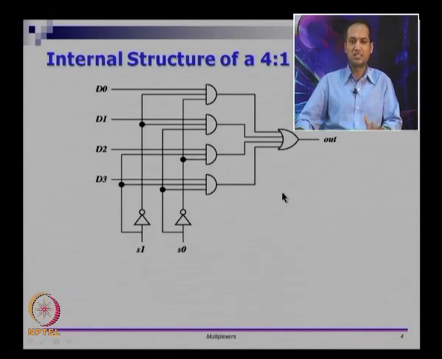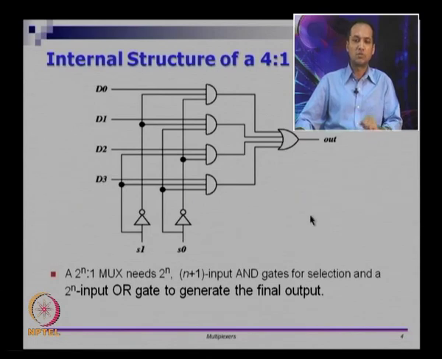One thing this circuit has is a remarkable, uncanny resemblance to the decoder that we saw earlier. We will come to that in a little while. A 2 power n to 1 mux needs 2 power n AND gates, each with n plus 1 inputs. For the 4 to 1 multiplexer, it requires 4 AND gates with 2 plus 1, or 3, inputs for selection, and a single 2 power n input OR gate to generate the final output. Okay, so this is the description of a mux.